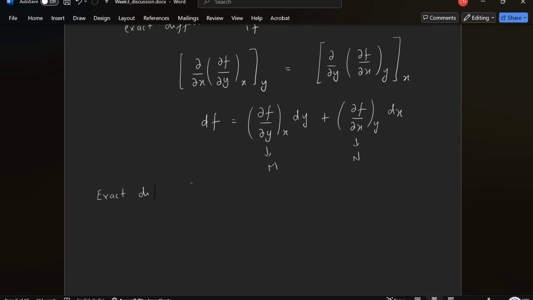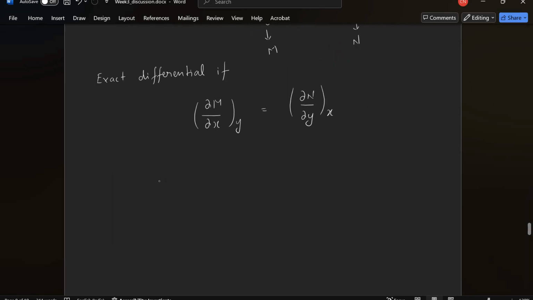So the condition for an exact differential is del M by del y, keeping x constant, is equal to del N by del x, keeping y constant. It's as simple as that. Quite straightforward. So now we'll go through all the problems one by one.